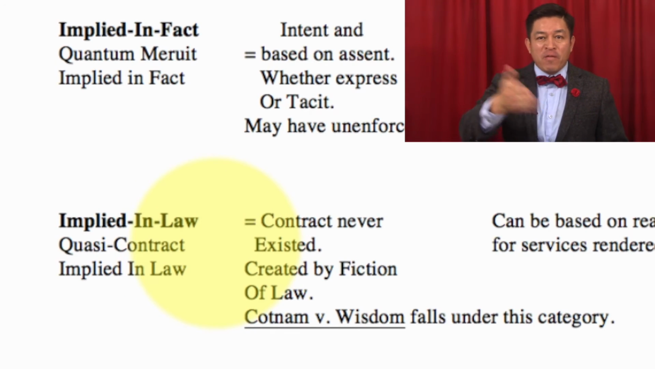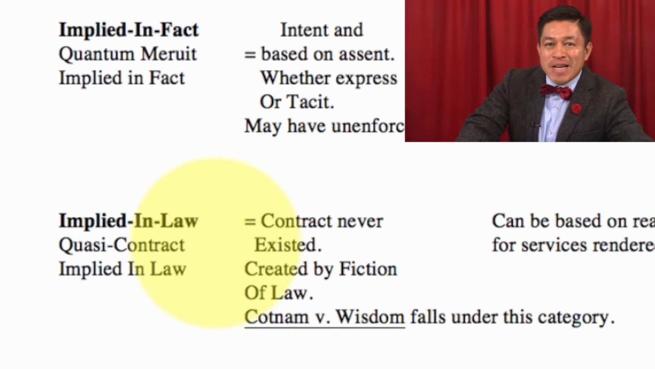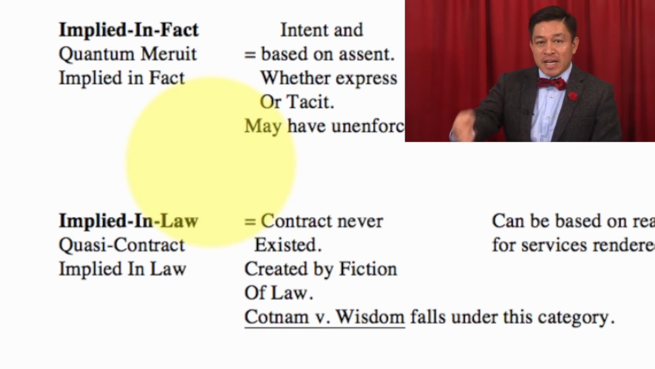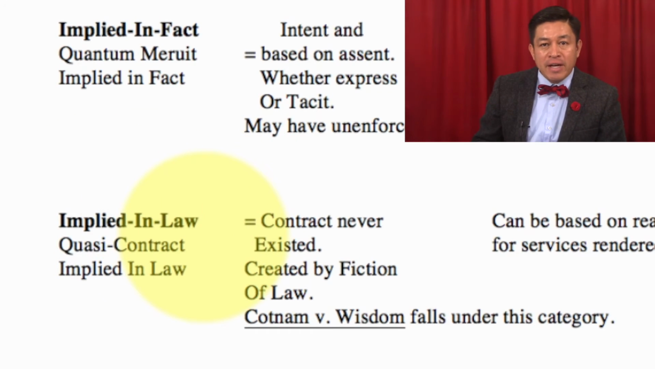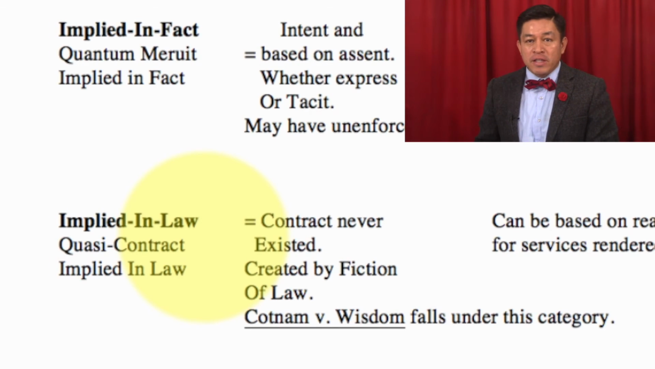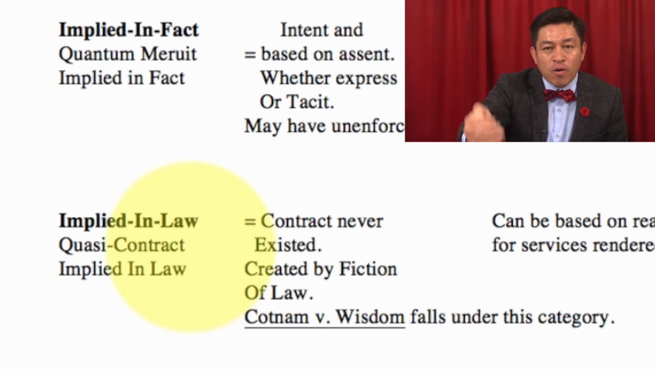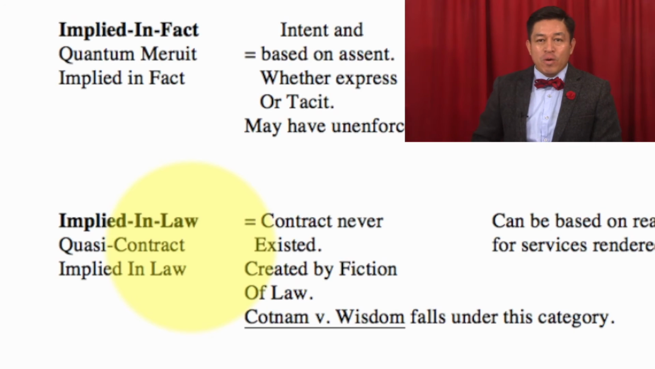Implied-in-law. Before we talk about implied-in-law contracts, I want you to notice that we did not mention quasi-contract when we talked about implied-in-fact. There's a reason for that, because that's a term attributed to implied-in-law contracts. That's where we now discuss quasi-contract. As opposed to the previous track, for these kinds of contracts there does not need to be an intent to form an agreement, and the assent does not necessarily have to be there.